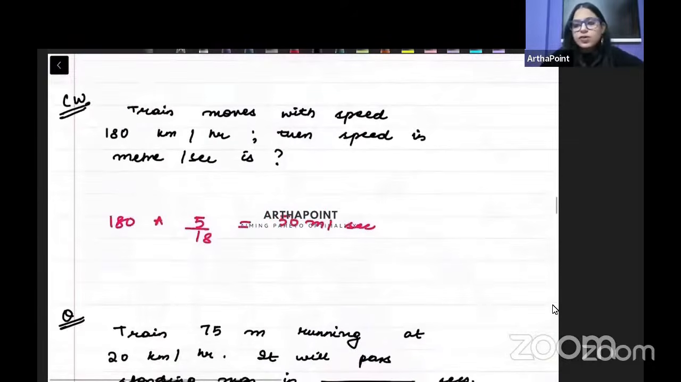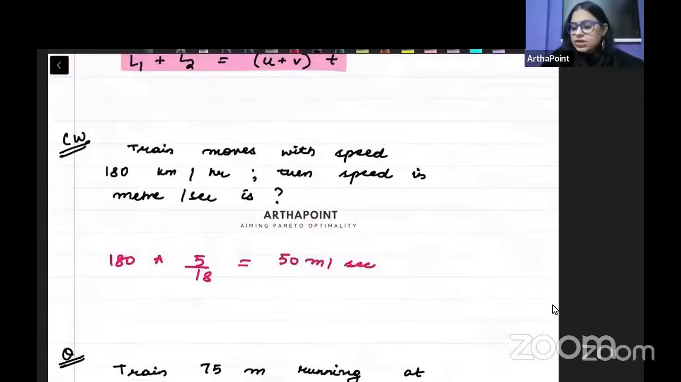Let us look into one of the questions first. This is a basic question. In this case, you must know how to convert the speed which is given in kilometer per hour into meter per second. Sometimes in the exam we need some conversion, so we need to know how to convert.